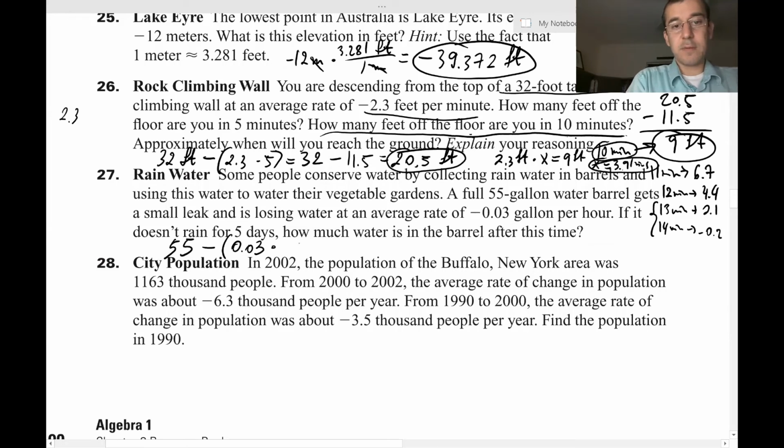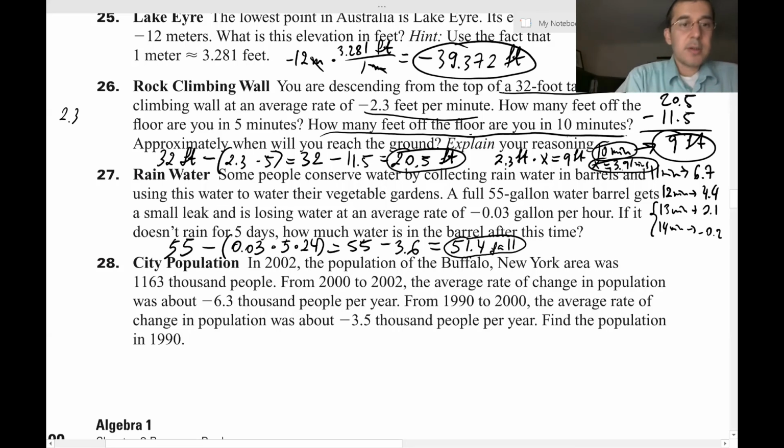So we have to convert 5 days into hours. So that's 5 times, each day has 24 hours. So 55 minus 0.03, the rate, times 24 hours times 5 days, 3.6 gallons we lost. So 55 minus 3.6 is what? 51.4 gallons left in the barrel after this time. So 51.4.